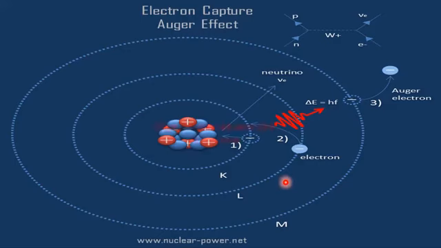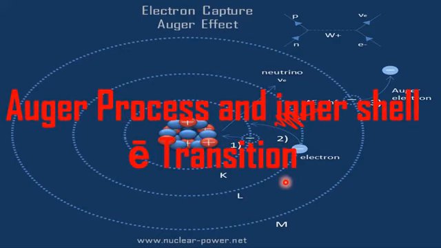Now dear student, let's discuss how inner shell transition takes place during the Auger electron process, how an electron from a higher energy level jumps into a lower energy level, and how the electron emits the Auger electron due to the interaction of the emitted photon or X-rays during the transition from a higher energy level into a lower energy level.